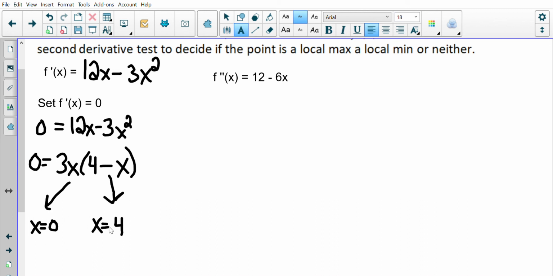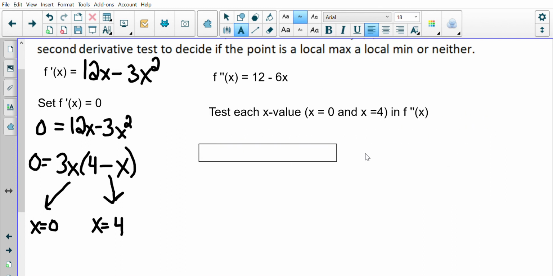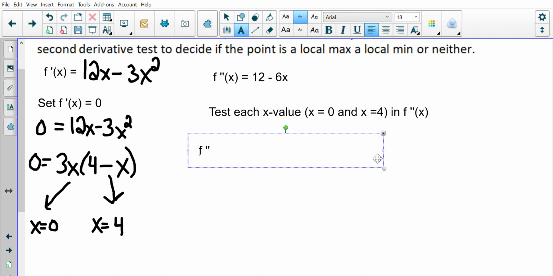I know where there is a potential max or min at 0 and at 4. So what I'm going to do is test each x value that I've got there. So x equals 0, and, whoops, x equals 4 in my double derivative. I'll explain how that works. So it's an option.